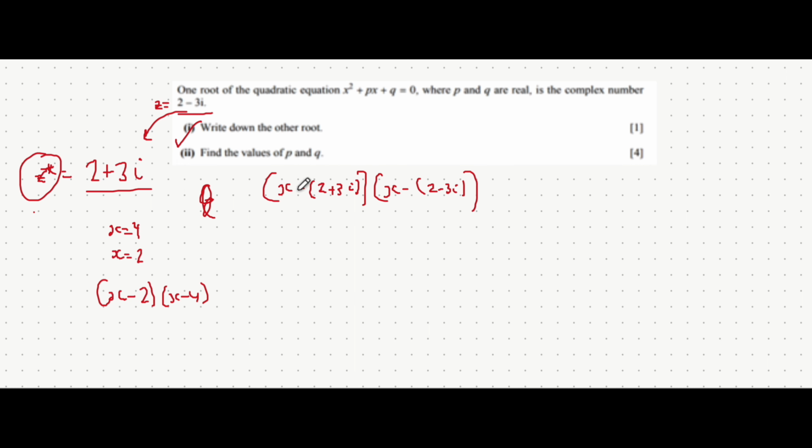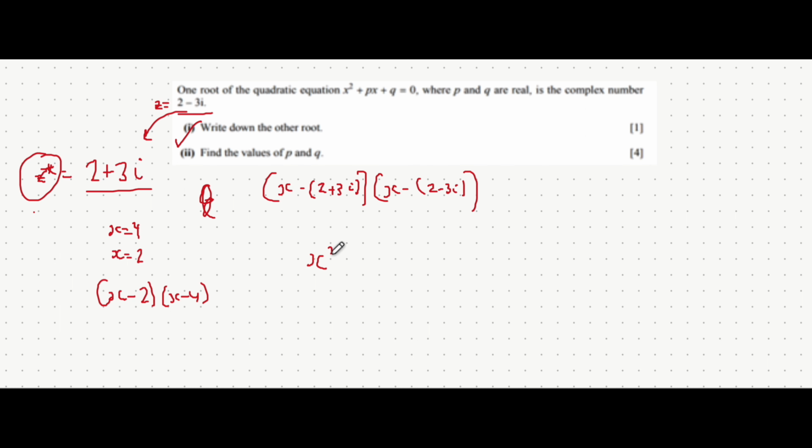But to find the values of p and q, once you've factorized it into this scenario here, you then want to multiply out the brackets. So we have x minus 2 plus 3i. And then we also have, oh, actually, I think I've spotted an even easier way to do this. So once you have it in this format, you can just go on to expand the bracket.